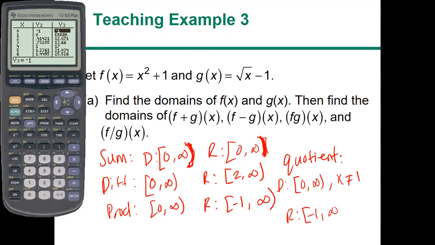So we start at negative 1 and work our way to infinity. Looking at our table. All right.